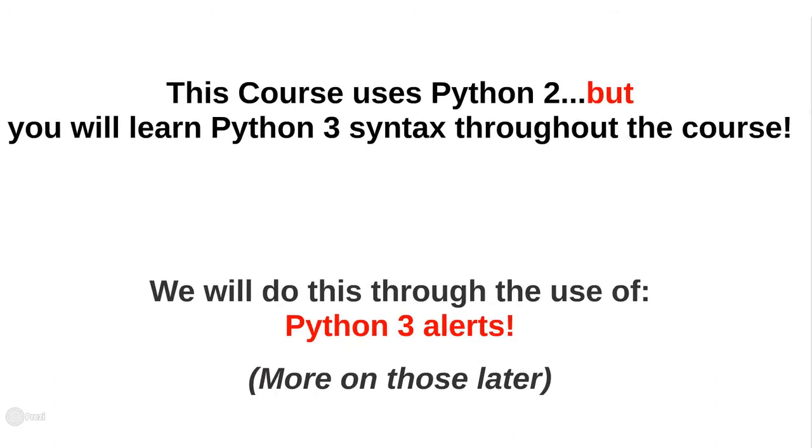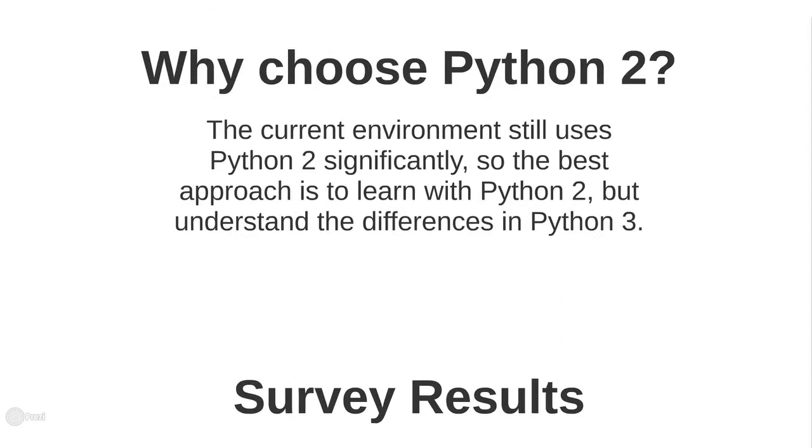This course uses Python 2, but you will learn Python 3 syntax throughout the course. They're very similar with just a few key differences. We will do this through the use of Python 3 alerts. I'll explain more on those later, but for now, let me explain the reasoning of why learning Python 2 currently, while learning the differences of Python 3, is the best course of action currently. So the current environment still uses Python 2 significantly, so the best approach is to learn Python 2 but understand the differences in Python 3.